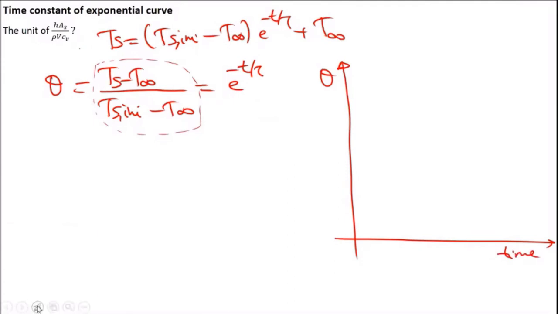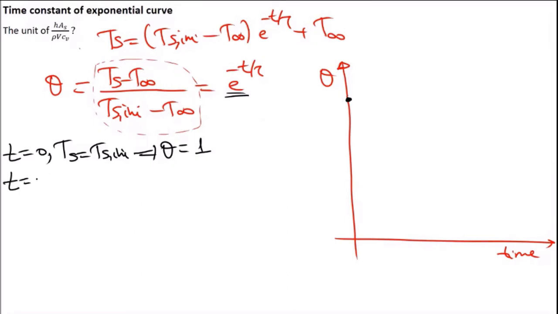Let's plot it. Firstly, when t is 0, e to the power of zero is 1, and theta is also 1. Why? Because when t is 0, Ts is Ts initial. Therefore, Ts initial minus T infinity divided by Ts initial minus T infinity makes 1. Therefore, when time is 0, theta is 1.